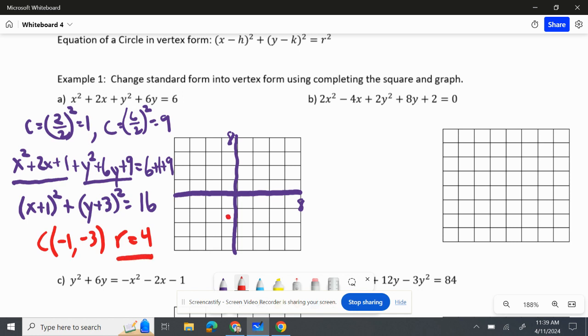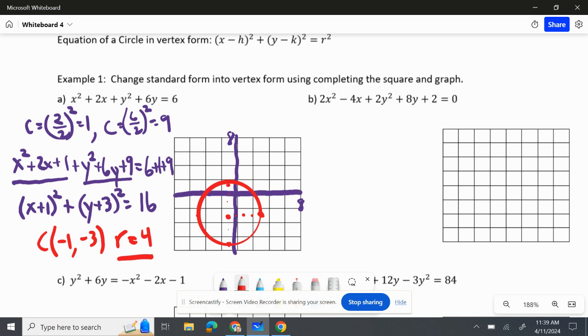Now, when we're doing our radius, we do 4 in all directions. So I'm going to go up 4, 1, 2, 3, 4. I'm going to go to the right 4, 1, 2, 3, 4. I'm going to go down 4, 1, 2, 3, and 4. And I'm going to go to the left 4, 1, 2, 3, and 4. And to the best of my ability, I'm going to draw a circle.